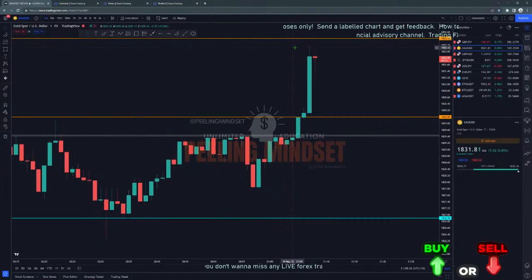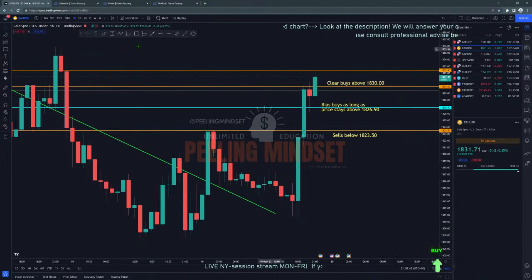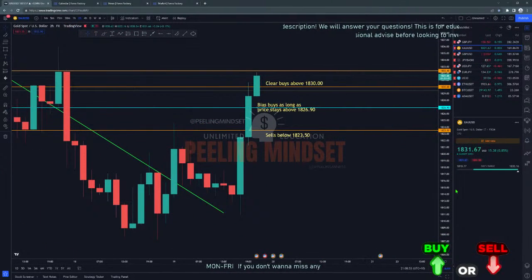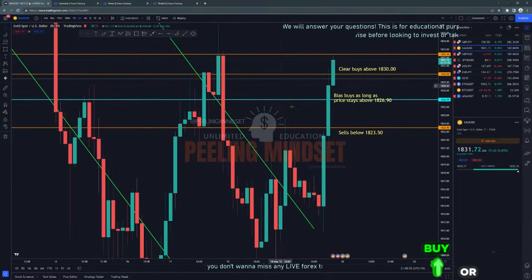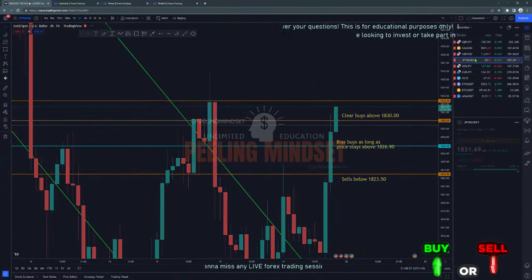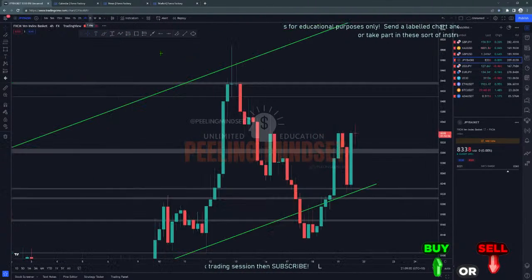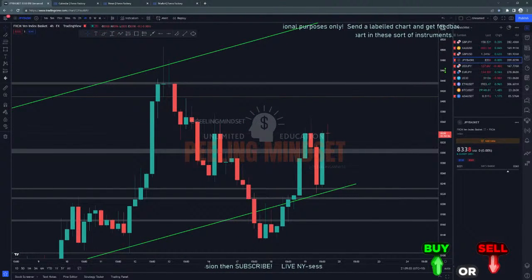Now, at this point in time, I've missed one of the best opportunities. I think it's just going to continue now. If we get one more retracement to the broken level, maybe. Going to continue. Gold is going to continue.